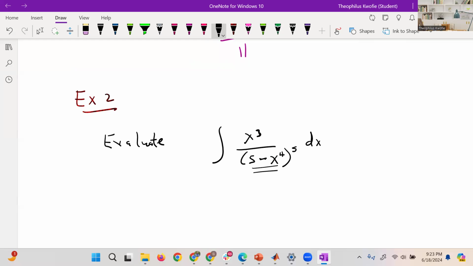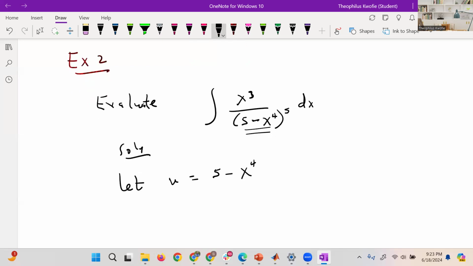So in this case, for the solution, we're going to let u be equal to 5 minus x to the power 4, okay? Then our du will be minus 4x to the power 3 dx.